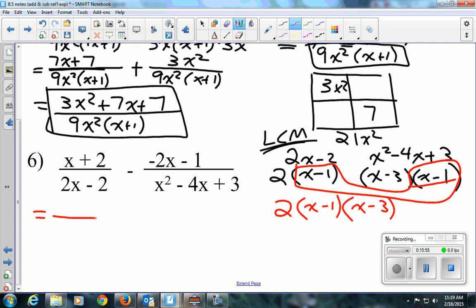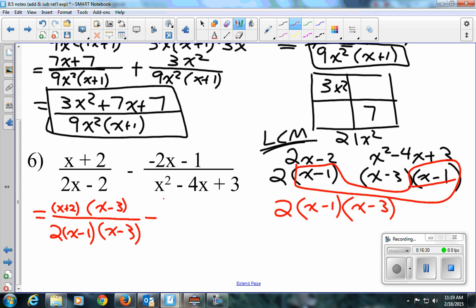Okay, so now let's do step 2 over here on our fraction. So I've got x plus 2, and I'm going to write that in parentheses because I'm going to be multiplying it by stuff. I'm going to write my denominator in factored form because that makes it easier to see what I'm missing. So when I have 2 times x minus 1, what factor am I missing over here? x minus 3. I multiply top and bottom by x minus 3.